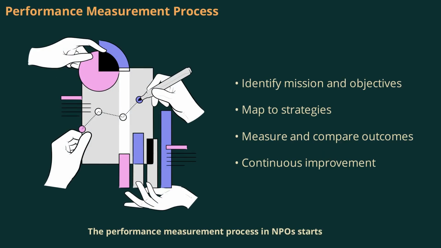The performance measurement process in NPOs starts with identifying the organization's mission and objectives. These are then mapped to key strategies and broken down into specific performance indicators across the balanced scorecard perspectives. Actual outcomes are measured and compared to the targets set. Based on the results, adjustments are made to improve future performance. This cyclical process ensures continuous improvement and alignment with the organization's mission.